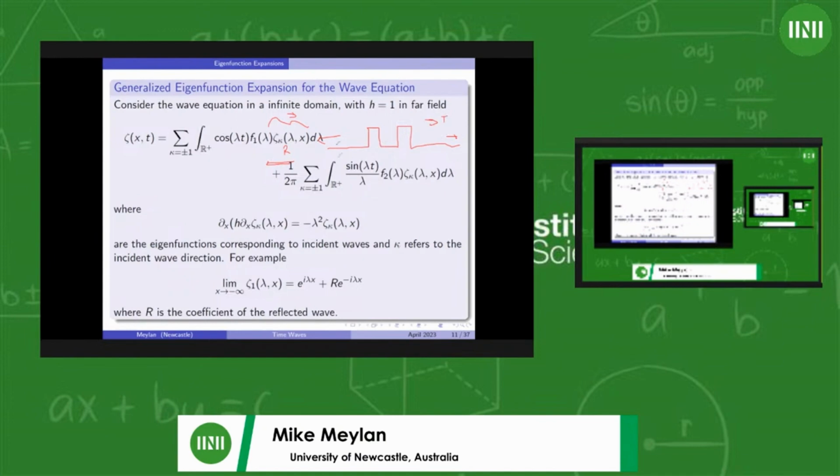Okay, so this isn't a very difficult problem to solve, though. Like, good grief. We're going to have e to the i lambda x, and r e to the minus i lambda x. And then we're going to have some matching here, blah, blah, blah. We're going to write down the solution. It's a dead easy problem to solve.